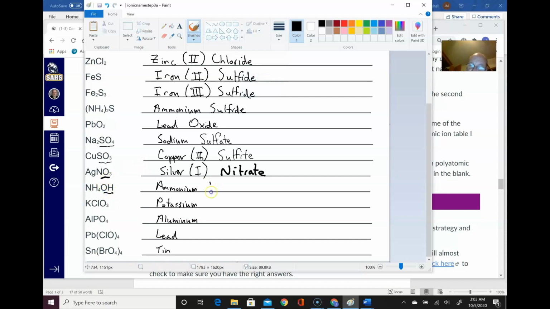OH is hydroxide. ClO3 is chlorate. PO4 is phosphate. Lead chlorate, except I've got 4. Okay, so that doesn't mean 4 oxygens, right? That just means 4 hypochlorites. So ClO is what we've got there, and that's 2 oxygens less, so that's hypochlorite.